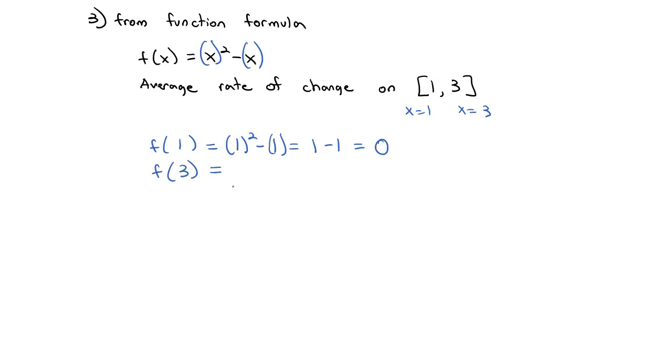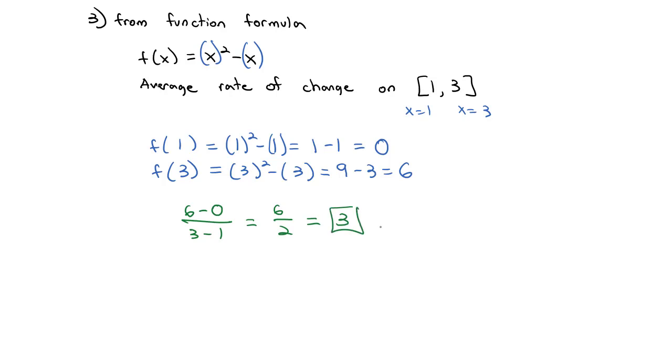What do I get if I plug 3 into the function? Well, we've got something squared minus something. We're plugging 3 into the function. 3 squared is 9. 9 minus 3 is 6. And so my second output, with an input of 3, is 6. Now we can find the change in the outputs. 6 minus 0, divided by the change in the inputs. 3 minus 1. 6 minus 0 is 6. 3 minus 1 is 2. And 6 divided by 2 is 3. So between 1 and 3, on this function, the average rate of change is 3 per unit.